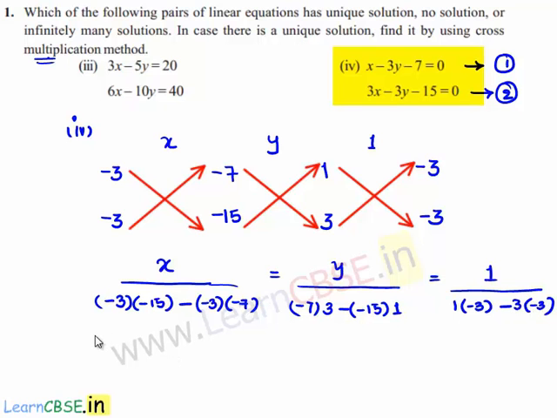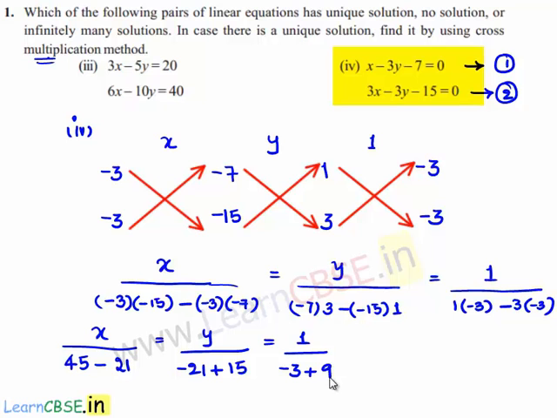So on further simplification we get x divided by minus 3 multiplied by minus 15 is 45, and minus of minus is plus, and minus of plus is minus. So 3 sevens 21 is equal to y divided by minus 21 plus 15 is equal to 1 divided by minus 3 plus 9. That gives x divided by 24 is equal to y divided by minus 6 is equal to 1 divided by 6.